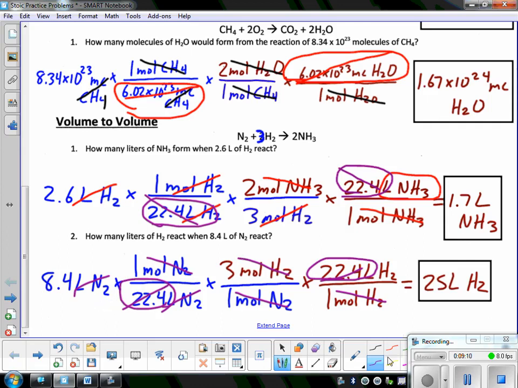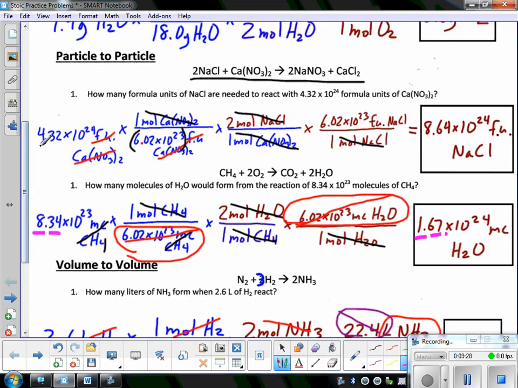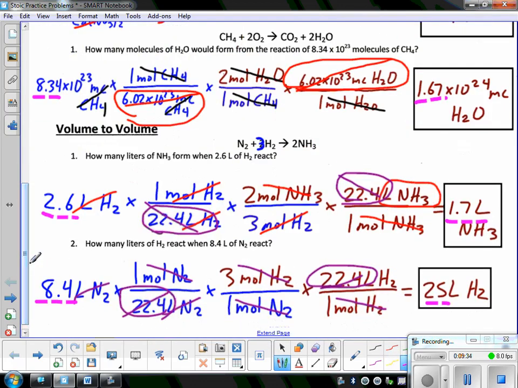If you look back at all of them, don't forget sig figs. We had 2 significant figures here, so the answer has 2 significant figures. 2 sig figs here, the answer has 2 sig figs. We've got 3 sig figs here, so the answer has 3 sig figs. And we've got 3 sig figs here, so the answer has 3 sig figs. So don't forget to look at those significant figures.